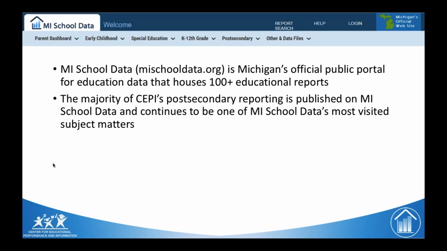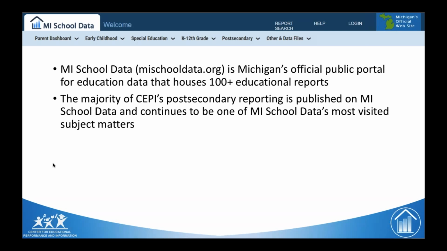All right, I'm going to jump in then to My School Data. What is My School Data? Who powers it? So My School Data is the official public reporting site for Michigan education information. It is mostly powered by the Center for Educational Performance and Information.